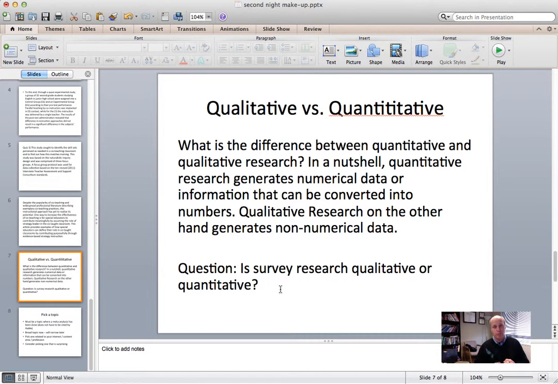If it's an interview, if it's a focus group, if it's open-ended questions, it's going to be qualitative because those kinds of things are not turned into numbers very directly, or really are not. But if it's a survey, if it's a test, something that is turned into numbers, it's going to be quantitative.